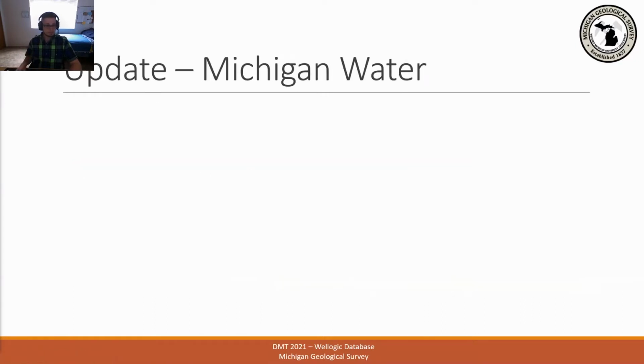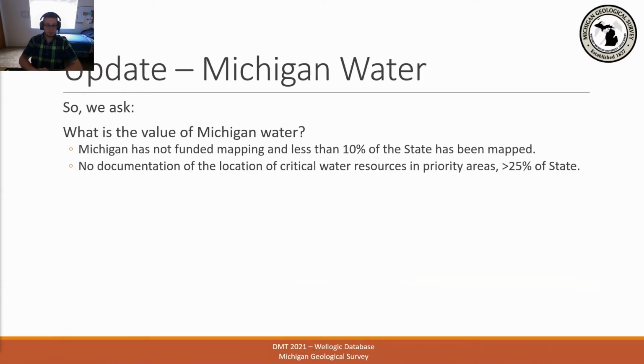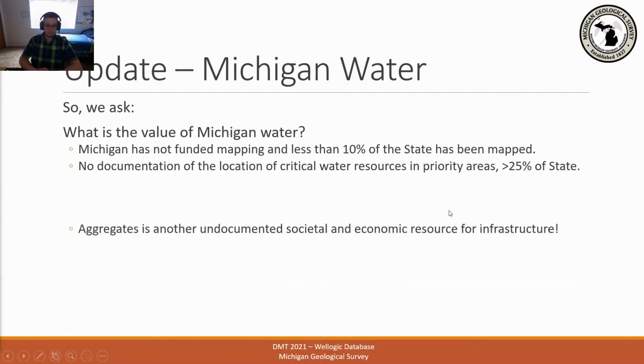Okay, just very quickly, an update on it. We asked the question, what's the value of Michigan water? I've been the director of the state survey for 8 years, and these are the questions I keep asking. One of the issues is that Michigan hasn't funded mapping in the state on a consistent basis at all, and so less than 10% of the state has been mapped. There's no documentation of the water resources, and greater than 25% of the source is not there.